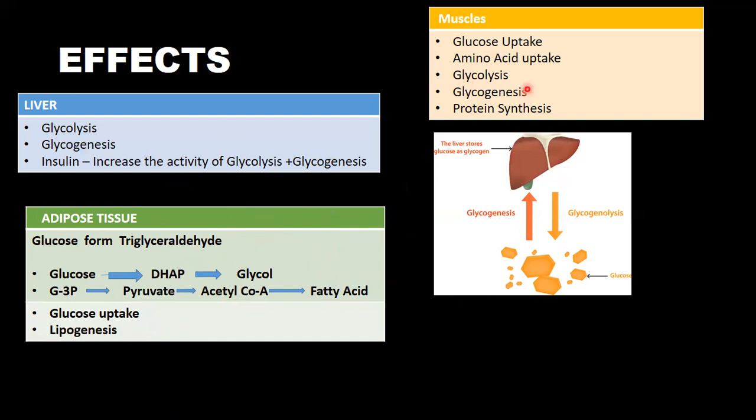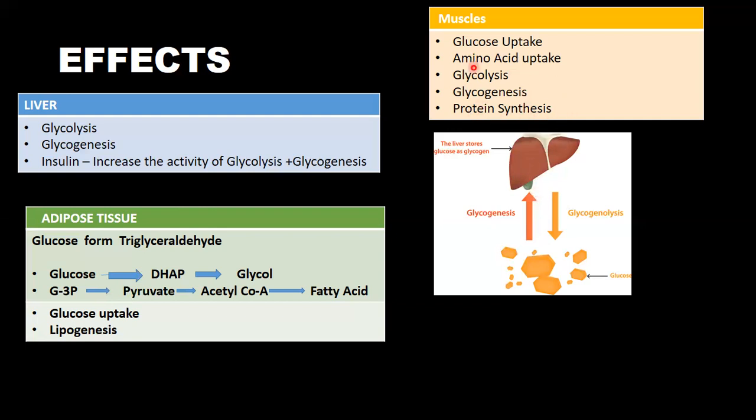When we come to the muscles, what is the role of insulin in muscles? Since we already know that there is a high blood glucose level in the bloodstream, there is glucose uptake by the muscles. Then some amino acids also go to the muscles. In muscles, we see glycolysis, that is conversion of glucose into energy, and we see glycogenesis. What is glycogenesis? That is conversion of glucose to glycogen, and we have protein synthesis.